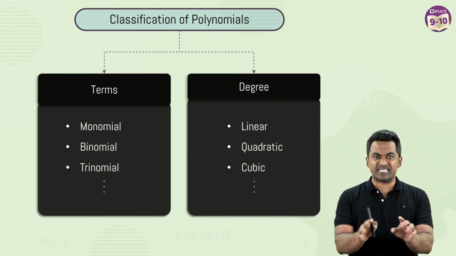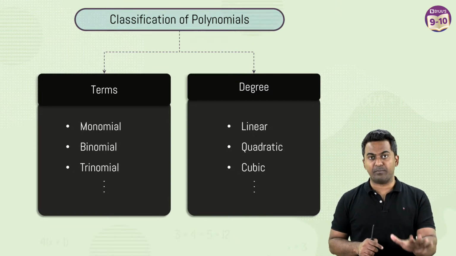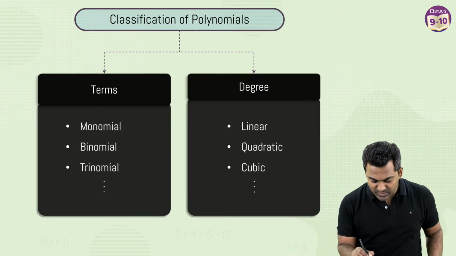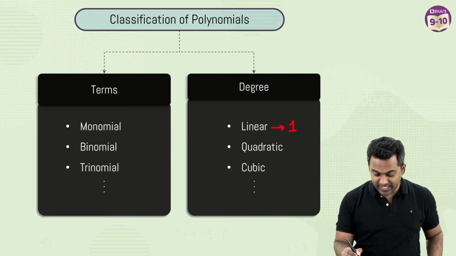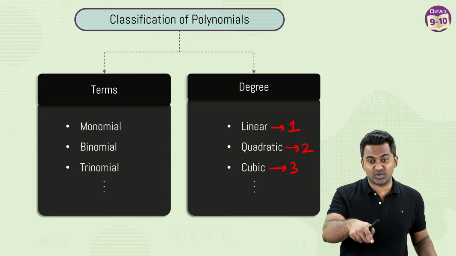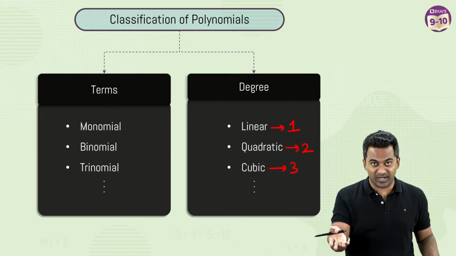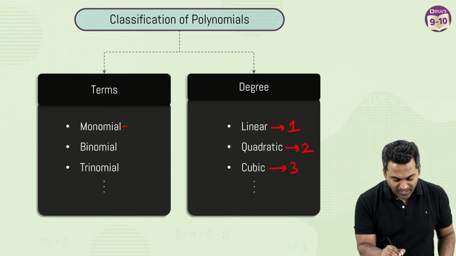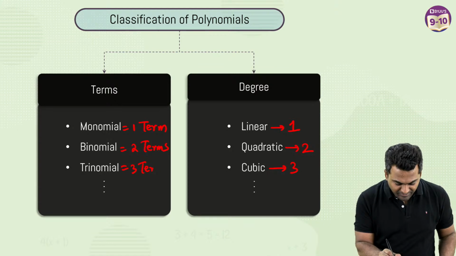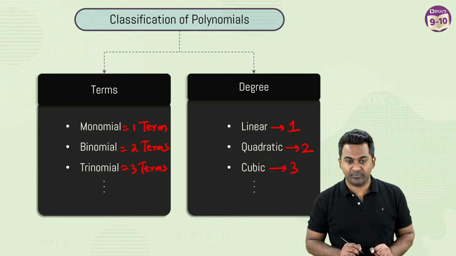Now classification is done in two ways. First, based on number of terms. Second, based on degree. If the degree is 1, it is called linear. If the degree is 2, quadratic. If the degree is 3, cubic. And one of the students also answered, if the degree is 4, what is it called? Monomial will have only one term. Binomial will have 2 terms. Trinomial will have 3 terms.